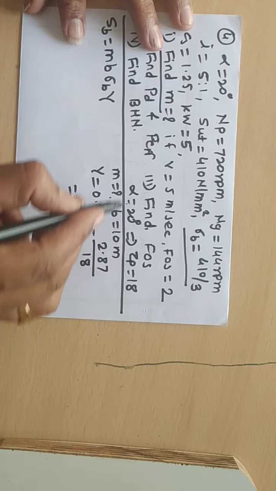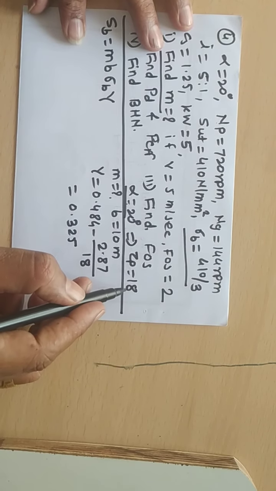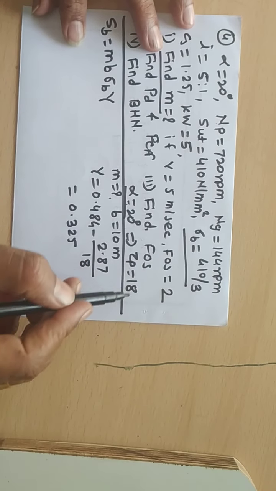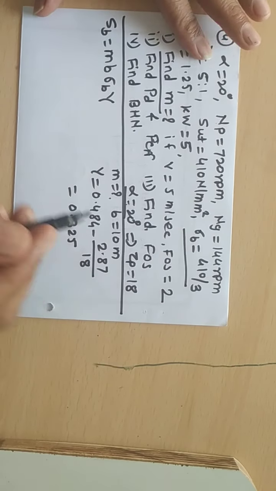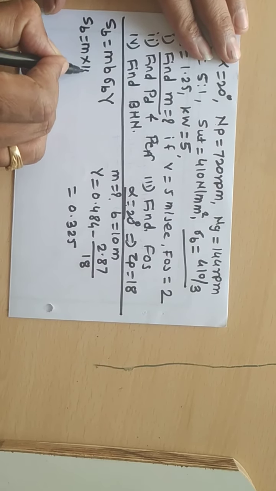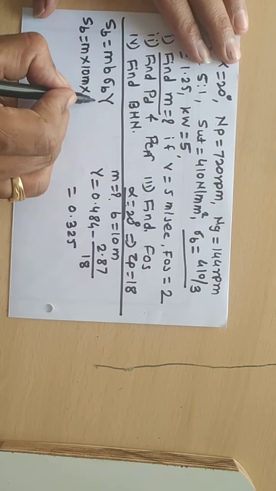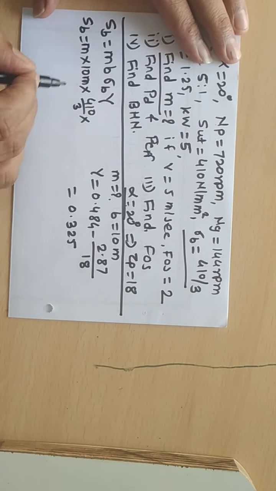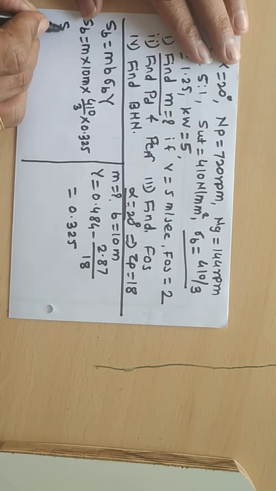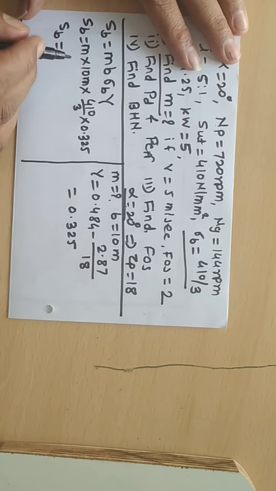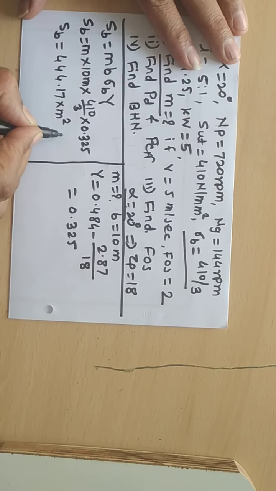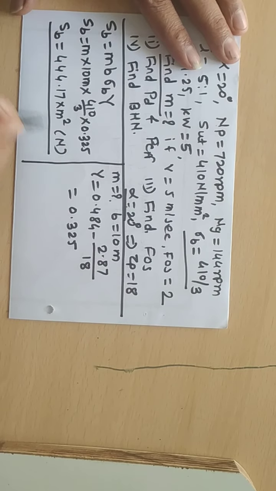When alpha is equal to 20 degree, the minimum number of teeth by calculation is 2 upon sin square alpha, which is 17 point something, that is taken as ZP is equal to 18. Now put the values: 10M into 410 upon 3 into Y, which is 0.325, and find out beam strength SB in terms of M square. This SB is 444.17 into M square. It is in Newton. This is the value of beam strength.